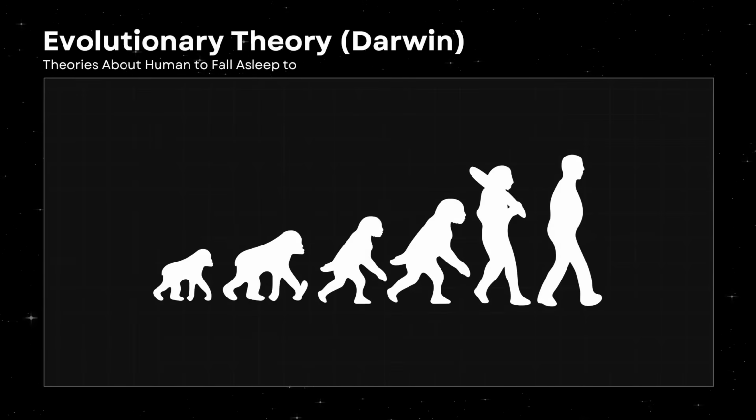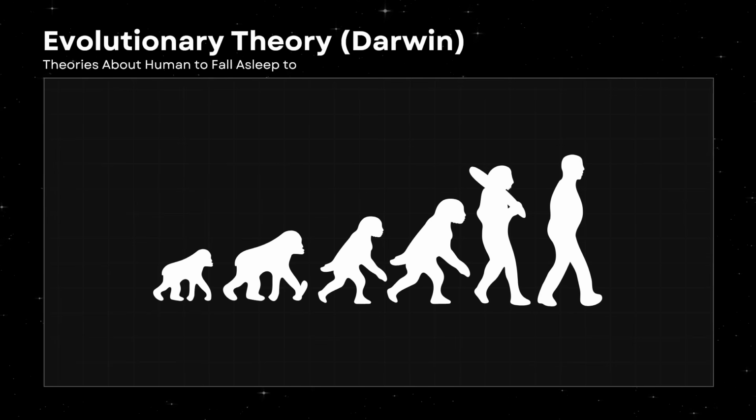Charles Darwin's theory of evolution by natural selection explains how humans evolved from earlier primates over millions of years. This theory does not claim that humans came from modern apes like chimpanzees or gorillas. Instead, it says that humans and other primates share a common ancestor. Over time, different groups changed in different ways based on their environment and how well they survived and reproduced.